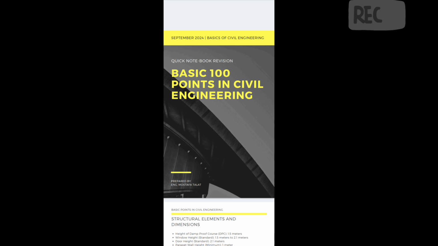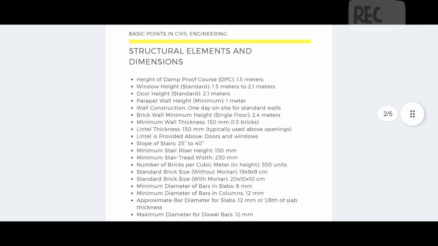Structural elements and dimensions. Height of damp-proof course 1.5 meters. Standard window height should be 1.5 meters to 2.1 meters. Door height 2.1 meters. Parapet wall height 1 meter. Wall construction 1 day on site for standard walls. Brick wall 2.4 meters for single floor.